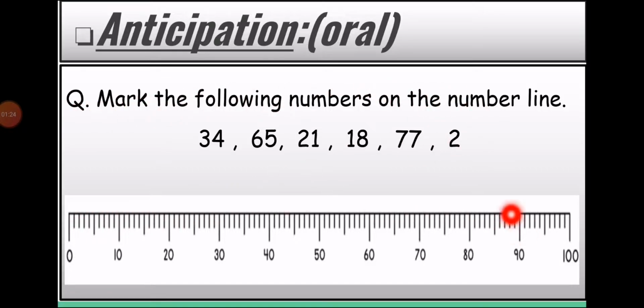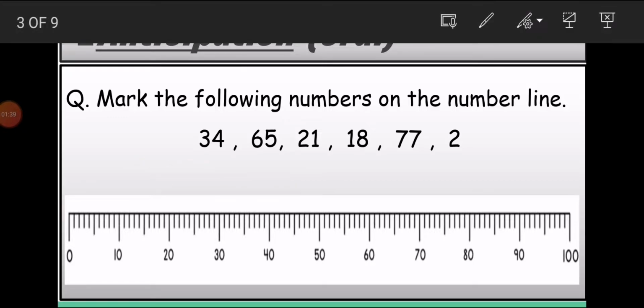You can see there is a number line. It is in tens. 0, 10, 20, 30, 40, 50, 60, 70, 80, 90, 100. It is in tens. And we have some numbers here. We will put these numbers in the correct place on the number line. So we will start from the first number, that is 34. First, I am going to put the place value on each number. So I will start with the 34.